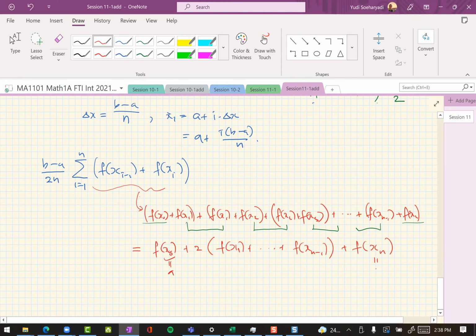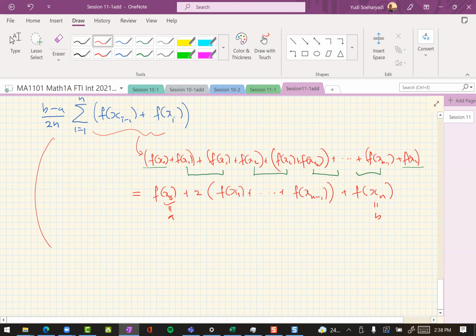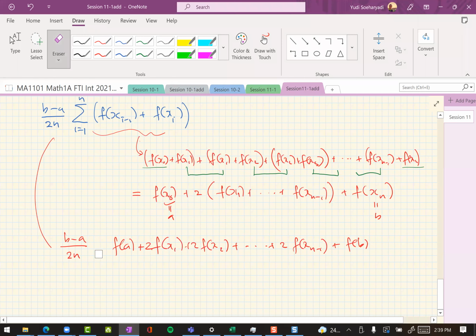So we have this which is a, this is b. Without the sigma, you would get something like this: f of a, 2 of f(x1), 2 of f(x2), 2 of f(x_{n-1}), before the last, and the last one is f(b). Okay, so this is what we call the trapezoidal rule.